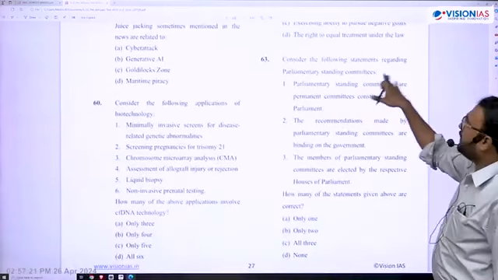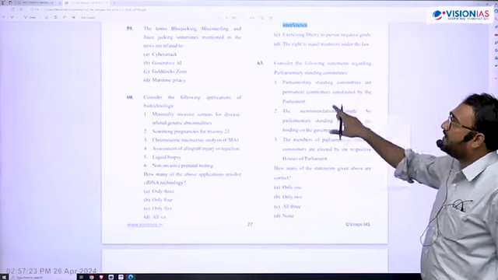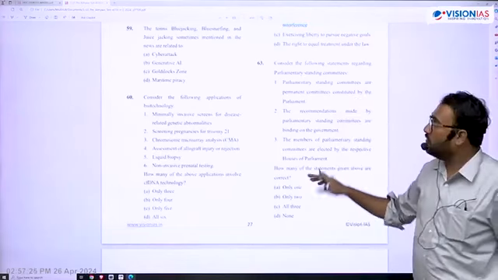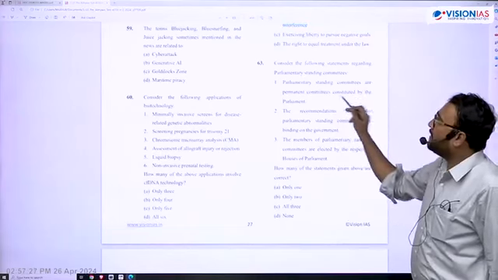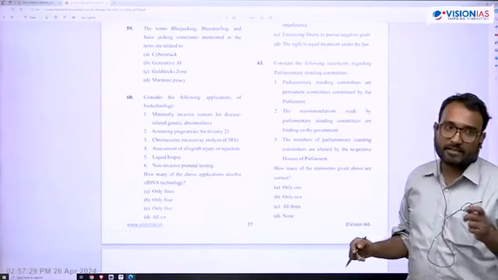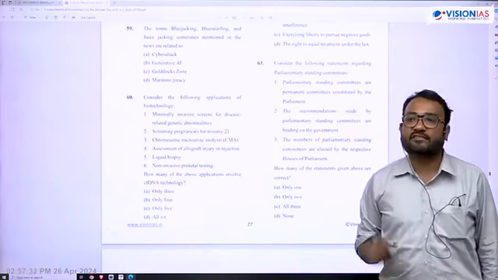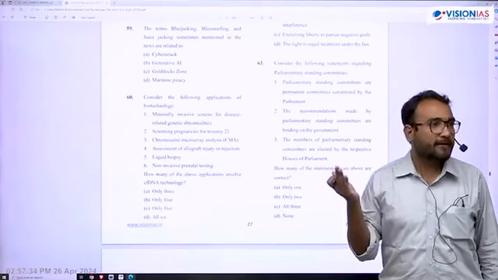6. Consider the following statement regarding parliamentary standing committees. This is one of the easiest questions till now. Parliamentary standing committees are permanent committees. Yes, they are permanent committees. There are 24 such committees. 16 come under Lok Sabha, 8 come under Rajya Sabha.